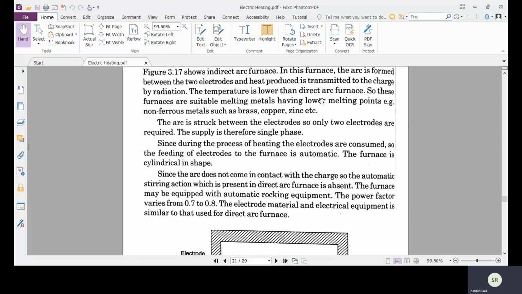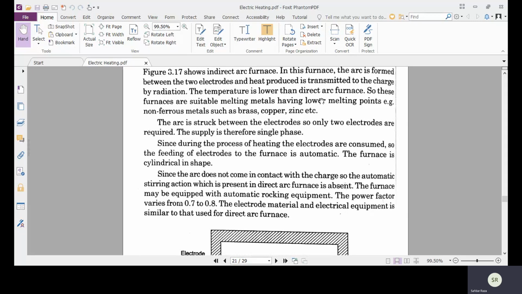So these furnaces are suitable for melting metals having low melting points. For example, non-ferrous metals such as brass, copper and zinc. The arc is struck between the electrodes, so only two electrodes are required. The supply is therefore single phase.